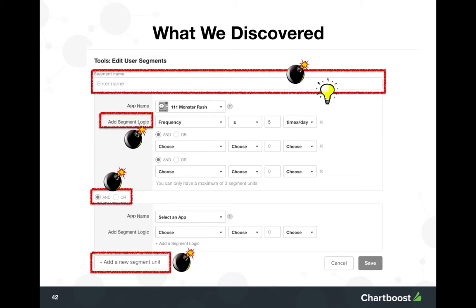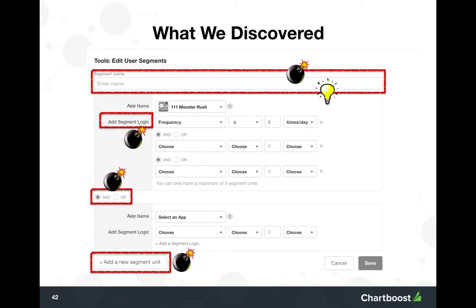We discovered a few bombs. One actually had to do with the segment name. The field was so wide, one person actually treated this field as a search field. I asked her what she would enter there, expecting her to say segment name, but what she said was that she'd enter the name of a competitor's app and build, because she wanted to build a user segment around her competitor's app. The idea being that if they're interested in her competitor's app, they might be interested in her app as well. So that was a total failure of misunderstanding what this field is for.